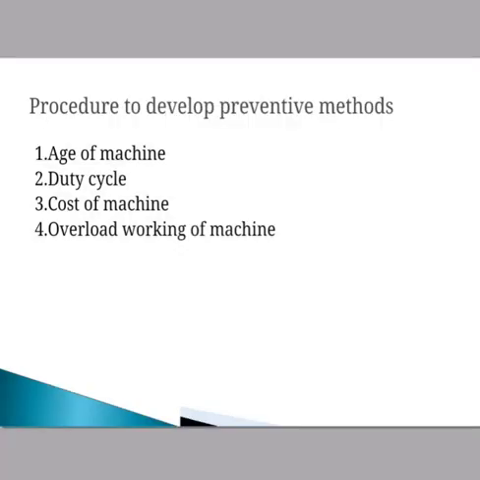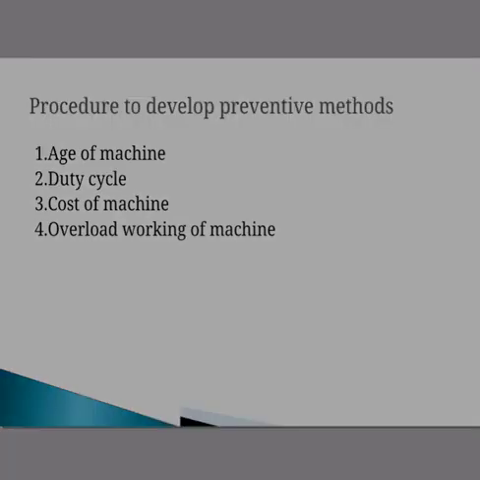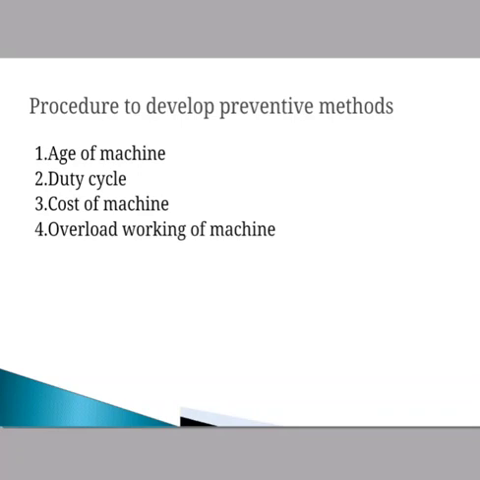Then the next one is the cost of the machine. It matters more. If the machine is too costly, we have to take utmost care and do the inspection properly and frequently. For moderate cost and low cost machines, frequent inspections are also recommended, and you have to maintain the records properly. The location or position of the machine in the whole system also decides the frequency period.